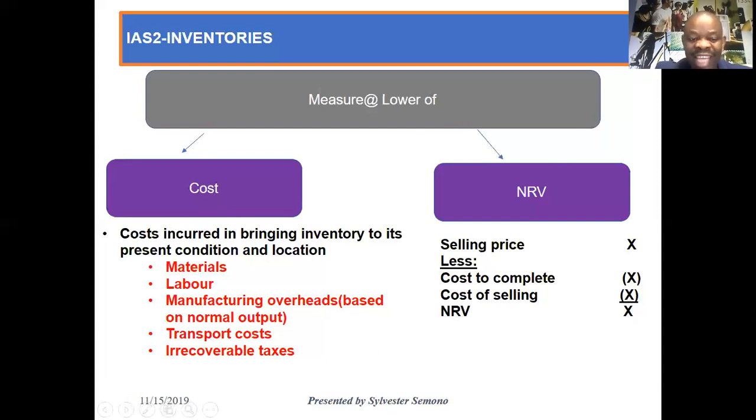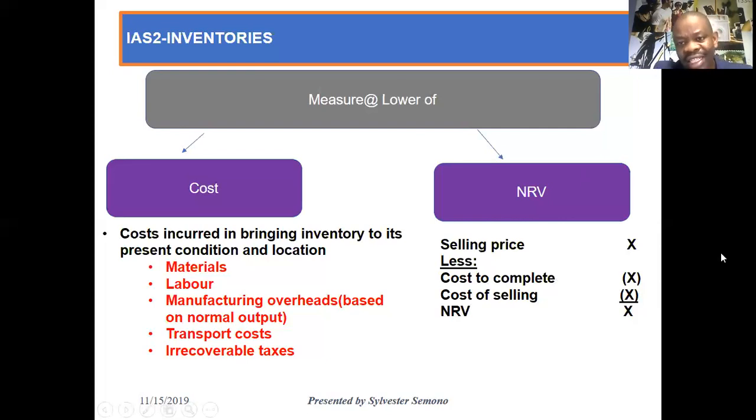They are not refundable. So as long as they are not refundable, for example, VAT is not refundable, it will be part of what? Of the cost. But if it is refundable, it's going to be excluded. And again, you need to know that any normal spoilage or any normal wastage needs to be part of the cost, but not the abnormal wastage. So at the end of the day, we need to make sure that we know which cost to consider.